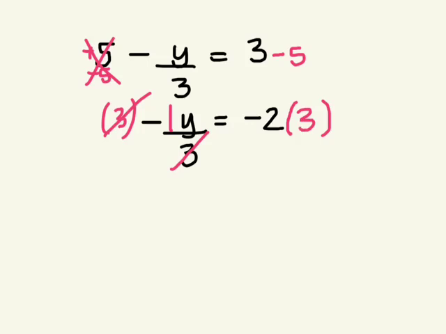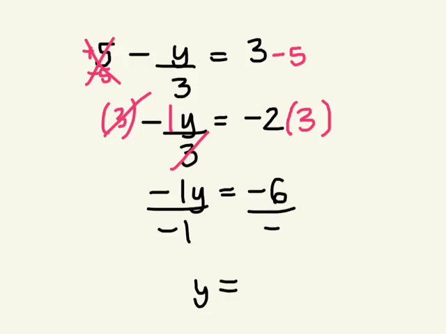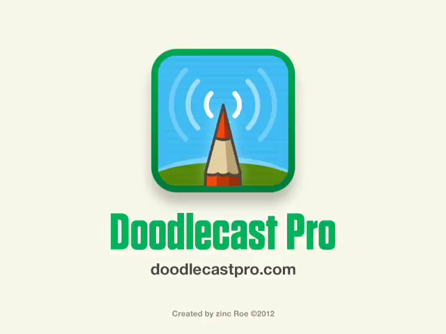Multiply by 3. I'm left with negative 1y equals positive or negative 6? Negative 6. Your goal is to isolate your variable. We just want to know what y equals, not negative y. So I need to divide everything by negative 1 so I can isolate my variable. What's a negative divided by a negative? Positive 6.